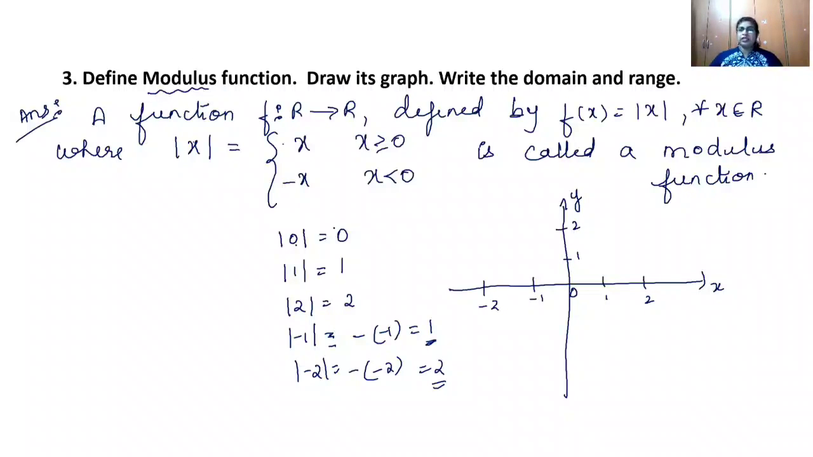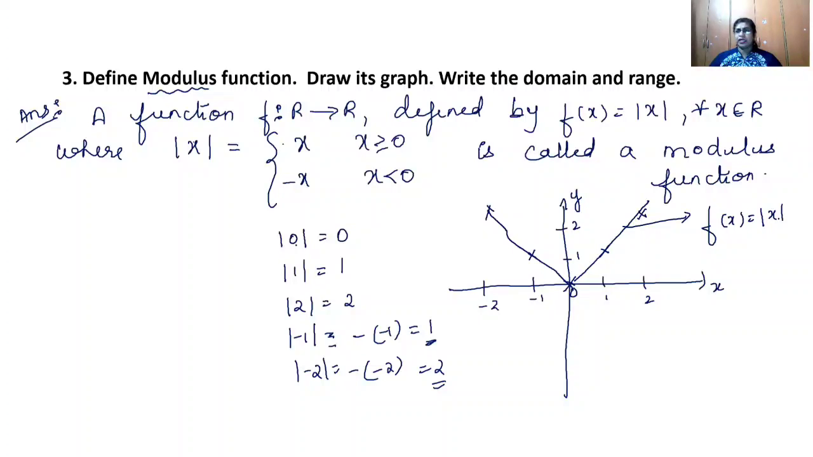So let us plot these points. Modulus of 0, your answer also is 0. For 1, your answer is 1. For 2, modulus of 2 is equal to 2. Modulus of minus 1 is 1. Modulus of minus 2 is 2. So what are you going to get? You have got a graph. Okay, you have got a V-shaped graph which passes through the origin. This graph is nothing but f of x is equal to modulus of x.